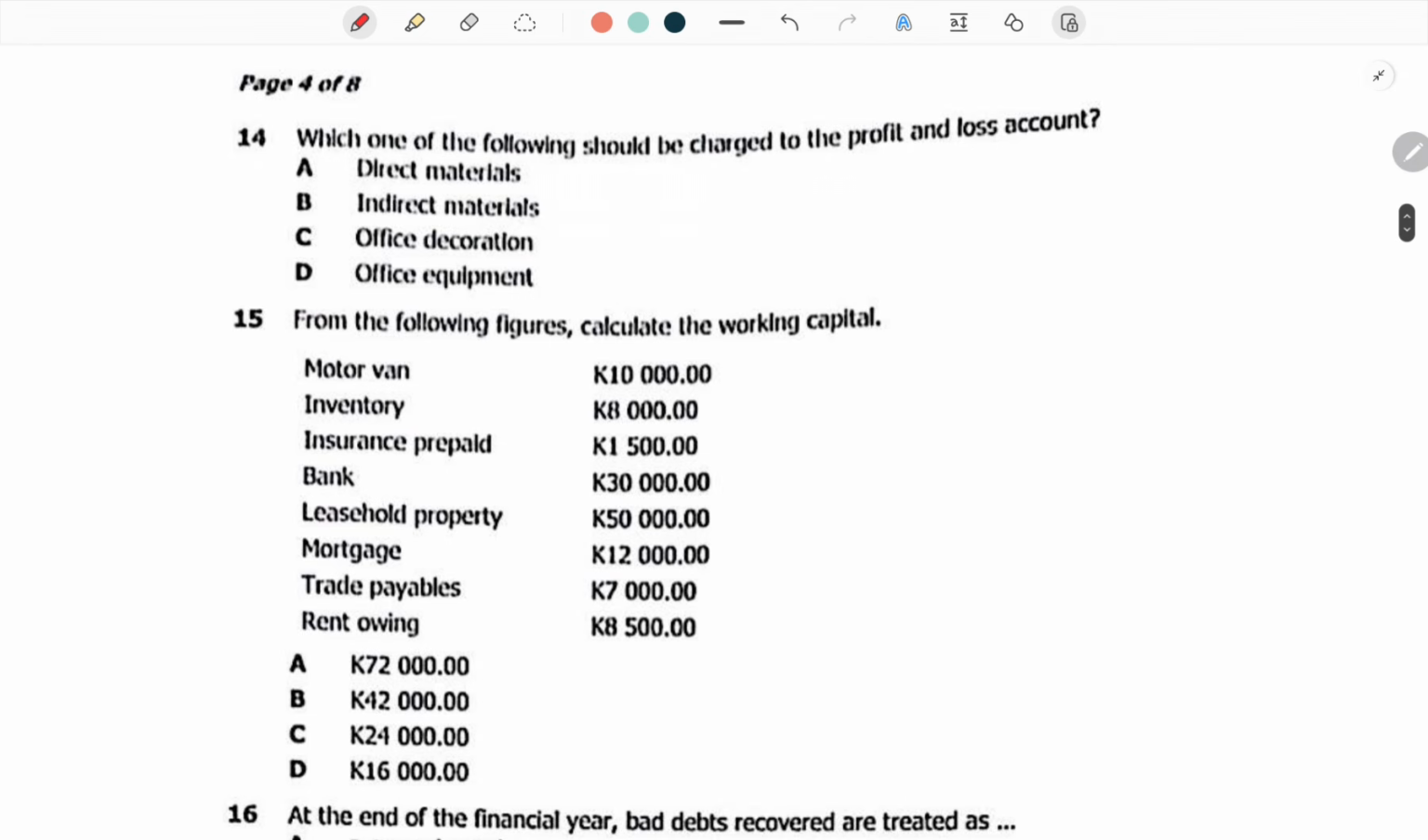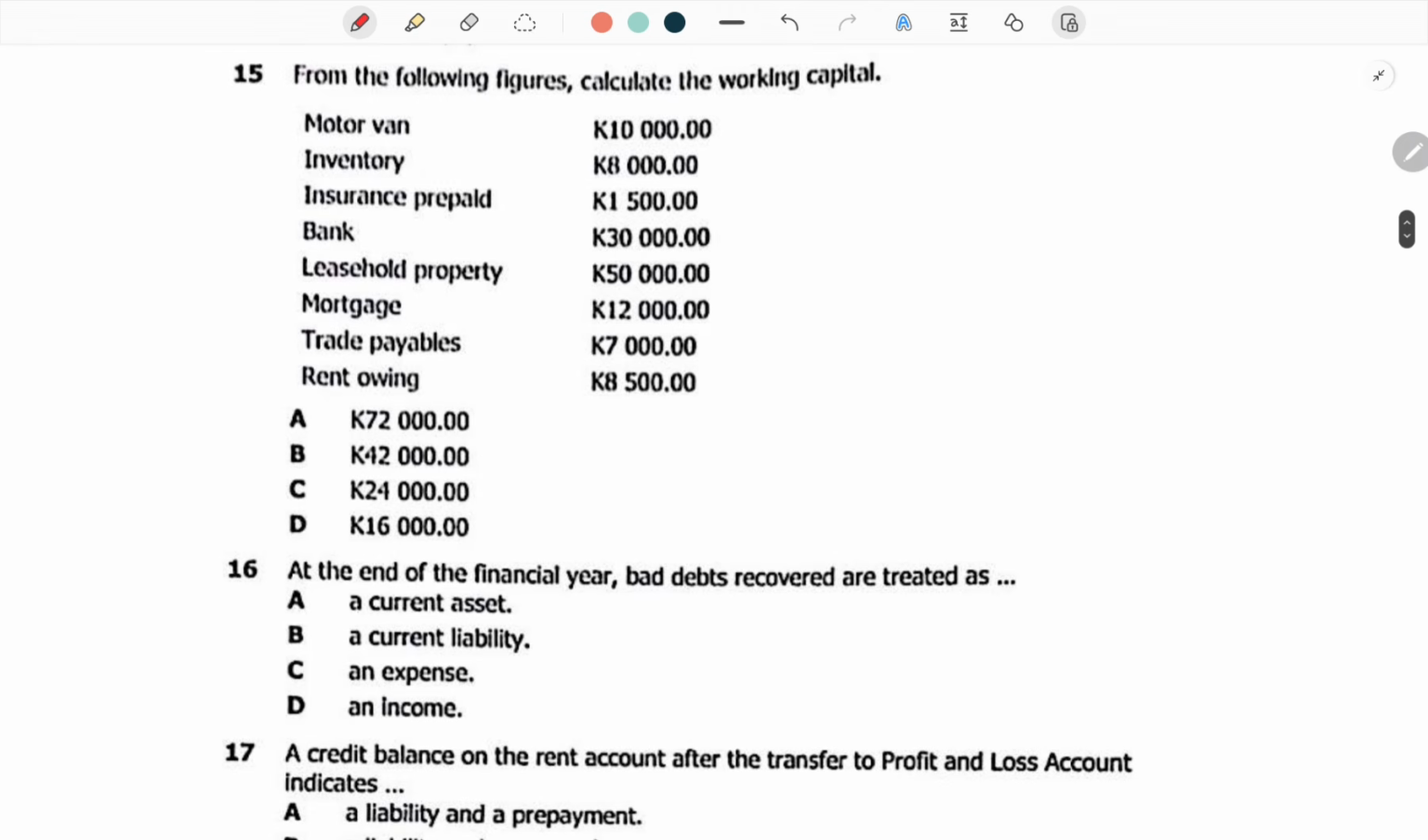We go to question 14. Which one of the following should be charged to the profit and loss account? A, direct materials. B, indirect materials. C, office decoration. D, office equipment. So the best answer is C, which is the office decoration.